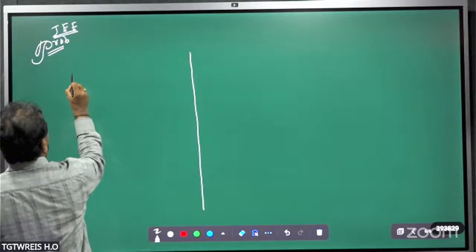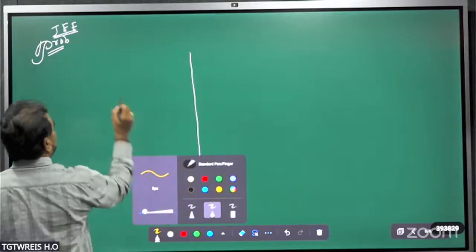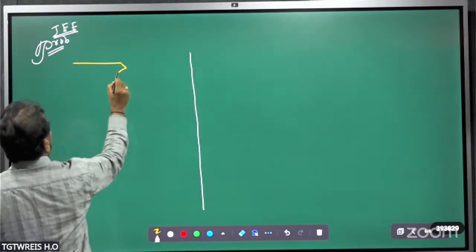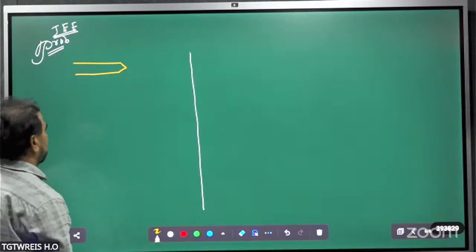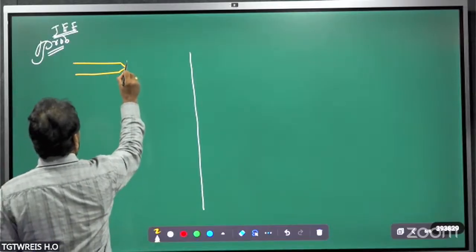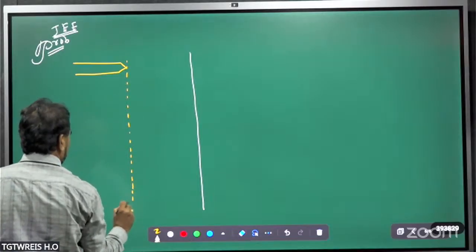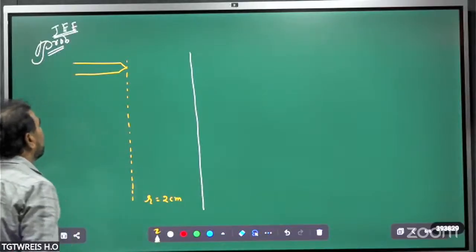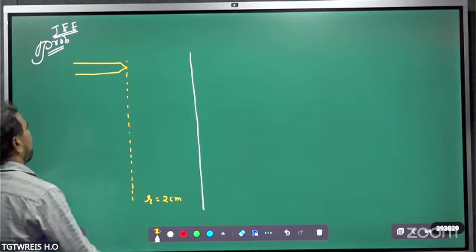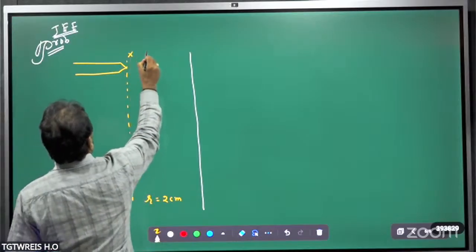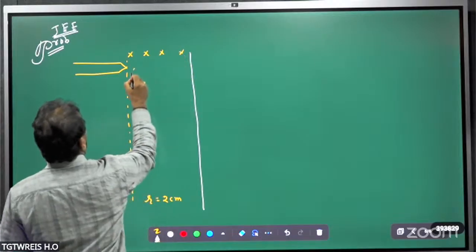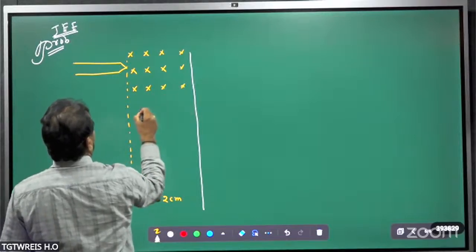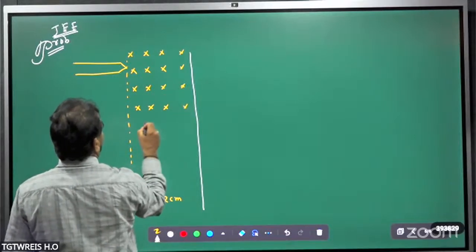At a certain distance, I place one electron gun. This is an electron gun. The electron gun will project the electrons, and it was placed at a distance of r is equal to 2 centimeters. And between the screen and this electron gun, a magnetic field is applied like this. Some amount of the magnetic field B is applied like this.